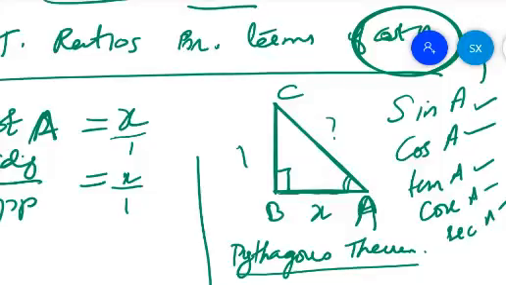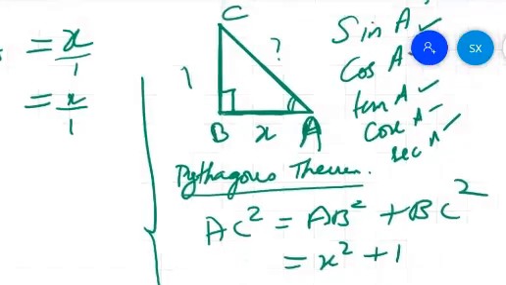You answered correctly. AC square is equal to AB square plus BC square, so x square plus 1. So what is AC, Sumita? AC is the square root of 1 plus x square. It is a binomial, so don't make it single. You cannot write 1 plus root x square. 1 plus x square should stay 1 plus x square only.